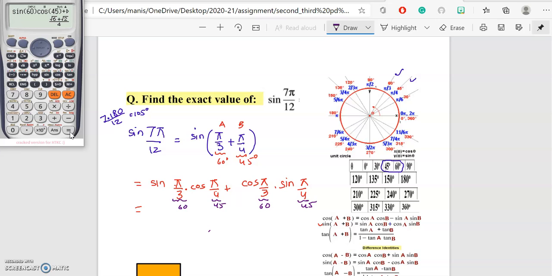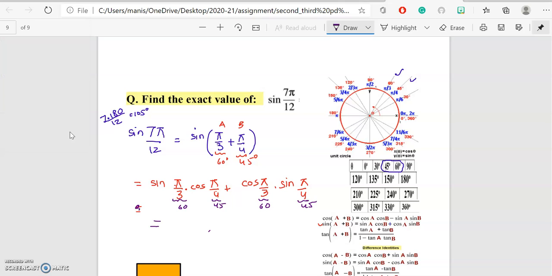My answer is radical 6 plus radical 2 over 4. So I write my answer over here: radical 6 plus radical 2 over 4. This is the value of sine 7 pi over 12. Again, keep in mind you have to show this step. These two steps are very important for this question.